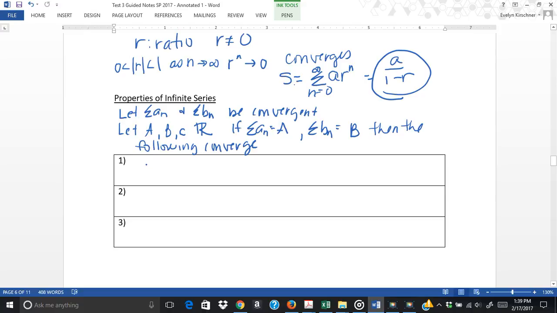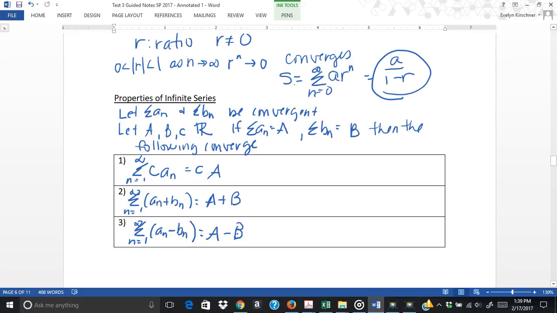So the first one is the sum as n equals 1 to infinity of c times a_n, and that's going to equal c times the convergent sum of a_n. And then the sum n equals 1 to infinity of the two series together is the sum of each of the two series alone. And again, same idea: if I look at the difference, it's the difference of the two sums.